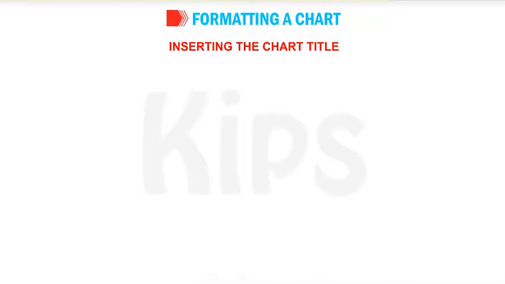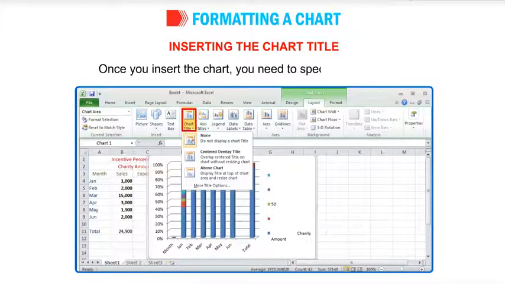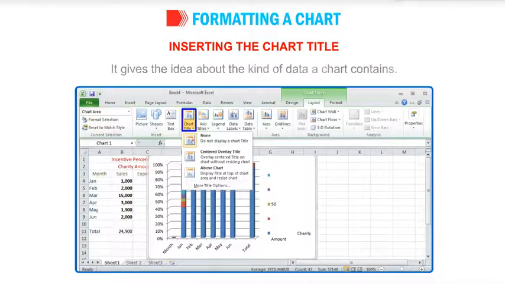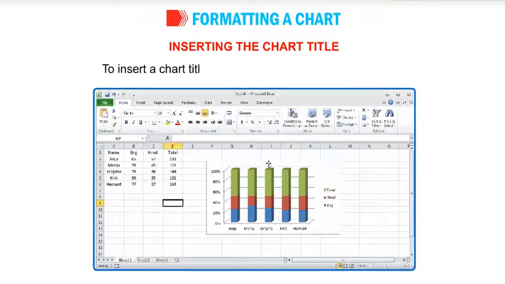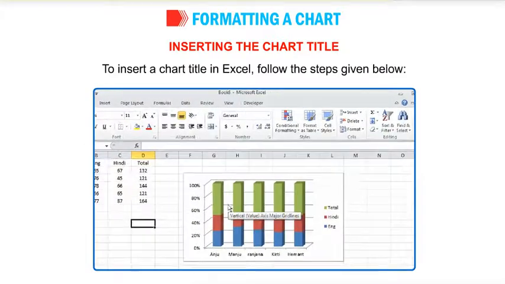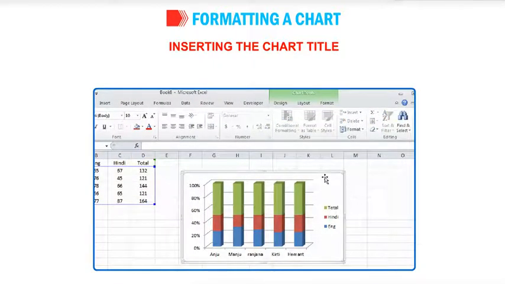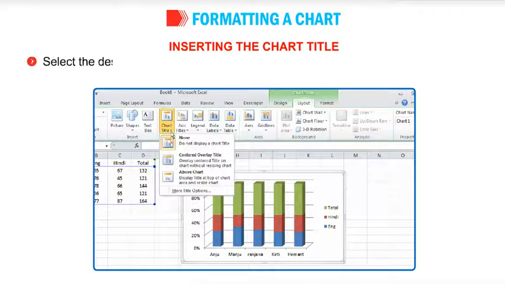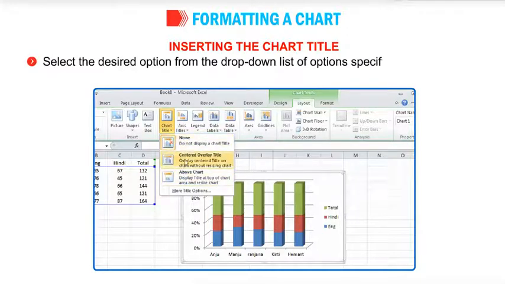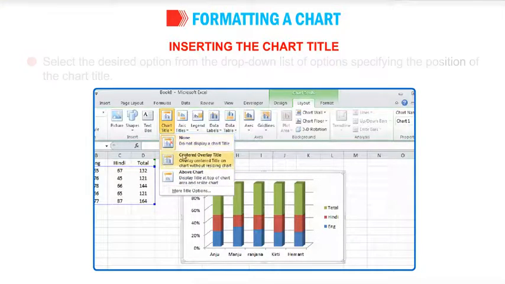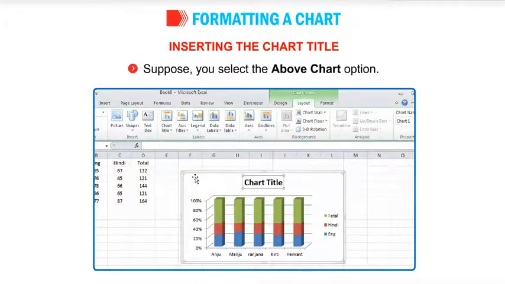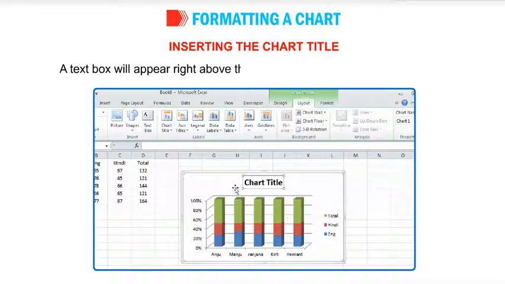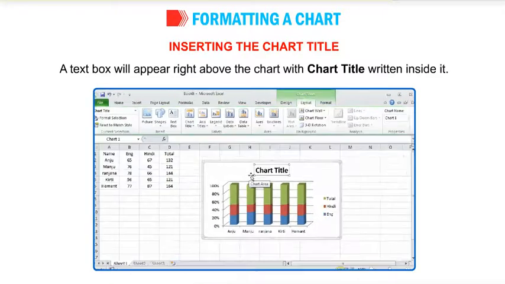Inserting the chart title. Once you insert the chart, you need to specify the chart title. It gives the idea about the kind of data a chart contains. Moreover, it enhances the appearance of a chart. To insert a chart title in Excel, follow the steps given below. Select the chart. Click on the Chart Title button in the Labels group on the Layout tab. Select the desired option from the drop-down list of options specifying the position of the chart title. Suppose you select the above chart option. A text box will appear right above the chart with chart title written inside it.